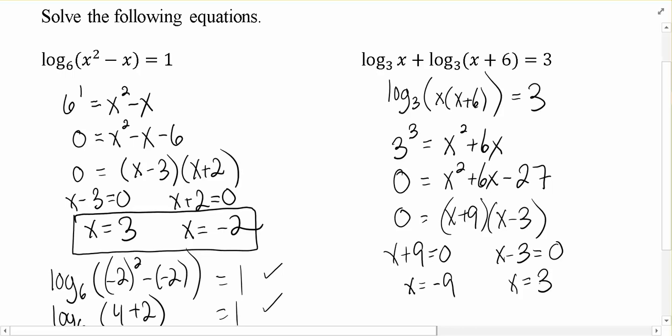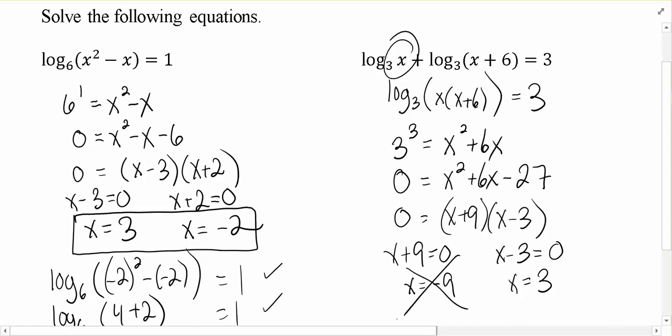But remember, what we want to look for, what we're double checking, is that in the original problem, none of our arguments were, to be technical, non-positives. We want to make sure that the arguments are in fact positive. So if I were to plug negative 9 into the original problem, that argument would be negative.